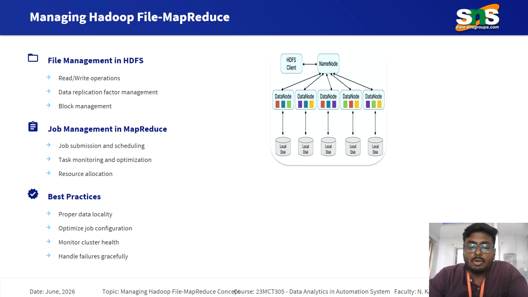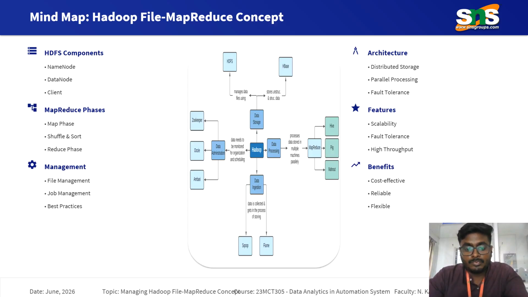Some best practices to follow: always ensure data locality, schedule tasks on nodes where the data already exists. Optimize job configuration, tune parameters like block size and number of reducers. And always monitor cluster health and have a strategy to handle failures gracefully. This mind map will give you a bird's eye view of everything we have covered today. You can see how HDFS components, MapReduce phases, management practices, architecture, principal features, and benefits all connect to this central topic. Use this as a revision reference before your exam or assignments.